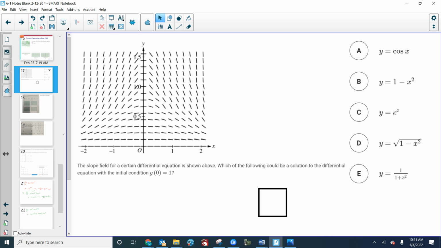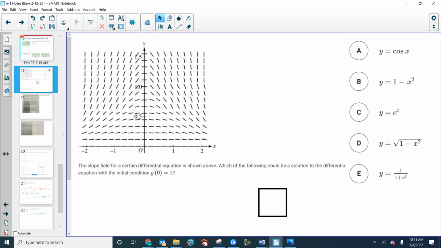Here's what I would recommend. The first thing I would do is look at when x is 0 and y is 0. When x is 0, what are all the slopes? All 0. Well, what's the sine of 0? 0. That's good so far.